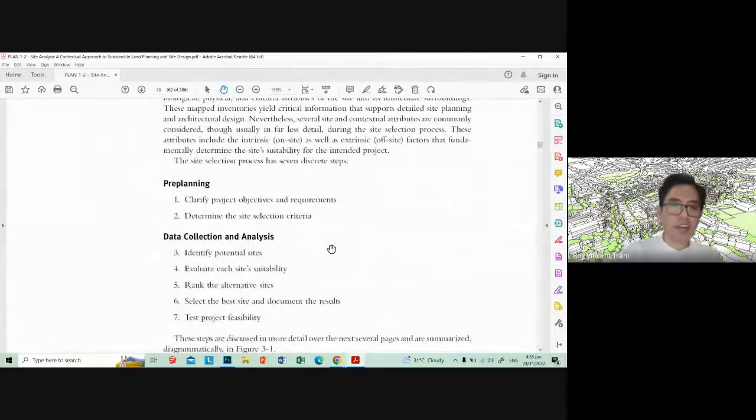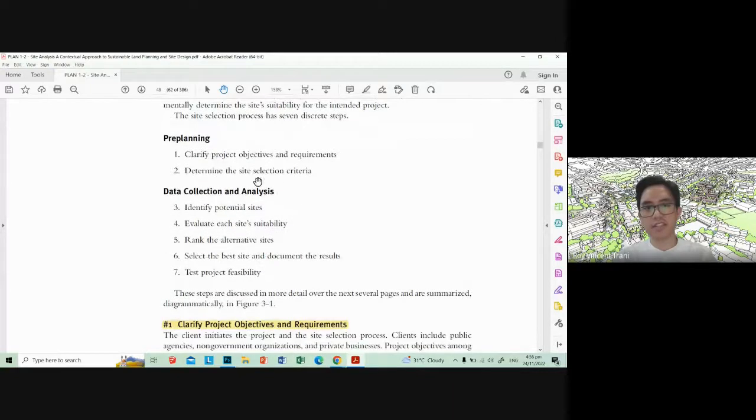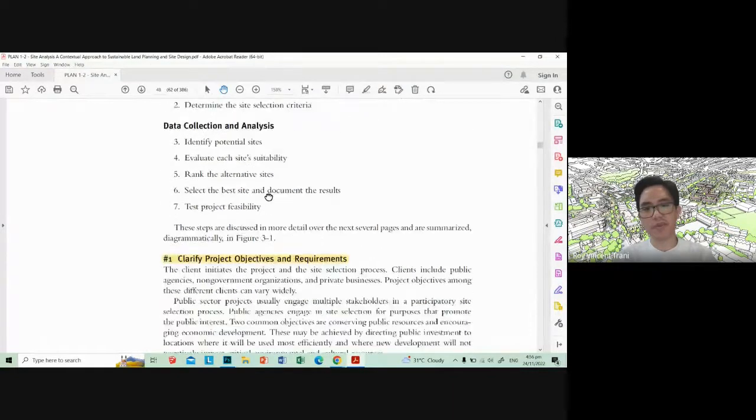Another issue highlighted here is pre-planning. We already clarified the objectives and requirements for the building. We've studied thoroughly the building code requirements for an office building. We know the building height limit for a 5-story building would be somewhere between 15 to 18 meters. Site selection criteria is something that we have yet to determine. So we'll determine that now.